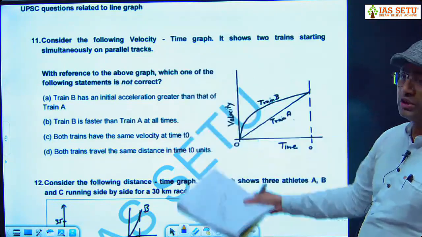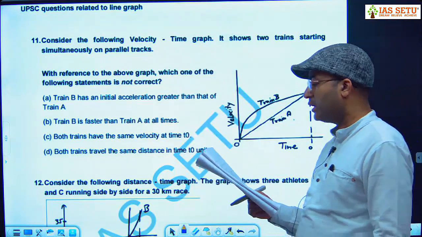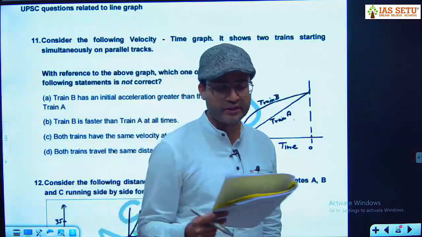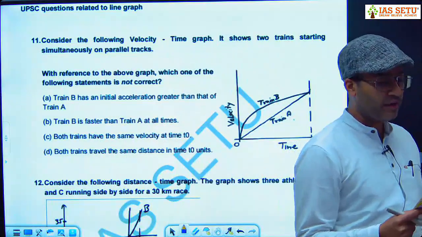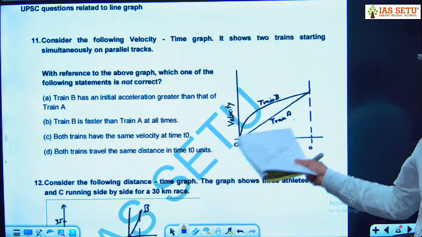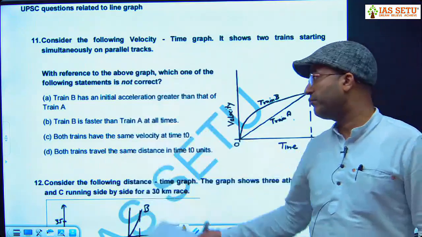Okay. Question number 11. Consider the following velocity time graph. It shows two trains starting simultaneously on parallel track. With reference to above graph, which one of the following statements is not correct? They have given this graph. They have given four answer options.